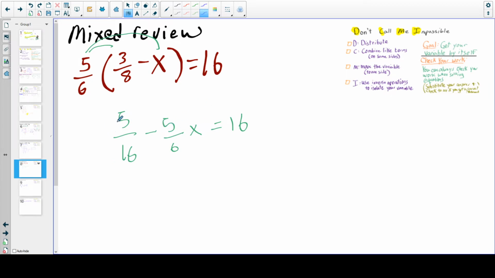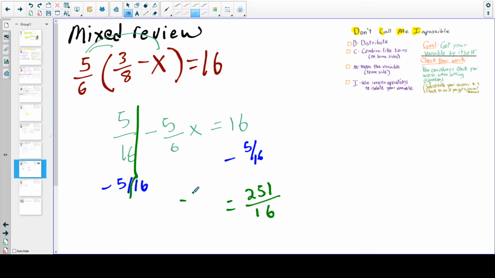So the opposite of a positive 5/16 is a negative 5/16. So I'm going to do the same thing on both sides. And again, I'm going to use my calculator. I can't really do this in my head. So why not? Use your calculator. So 16 minus 5/16 gets me this crazy number, 251 over 16. And then this equals negative 5/6 x.